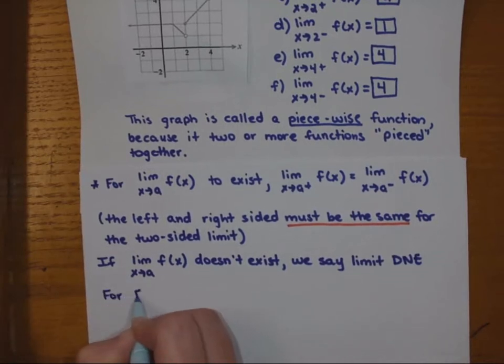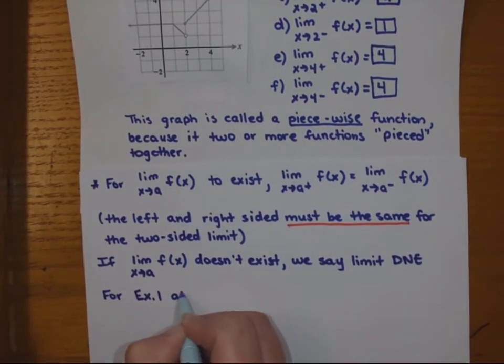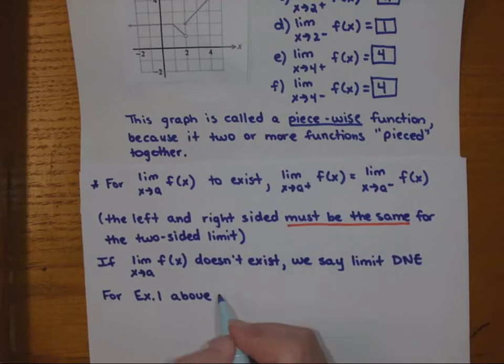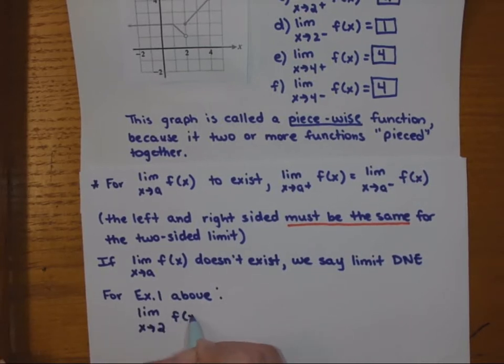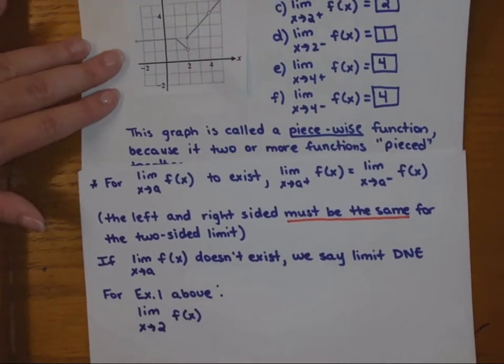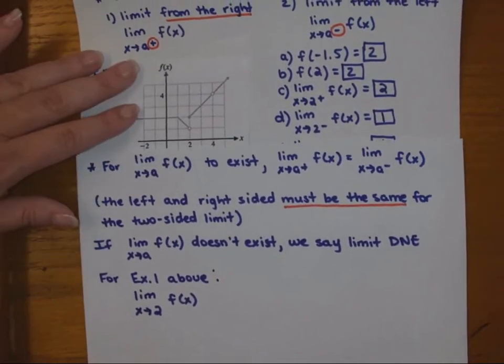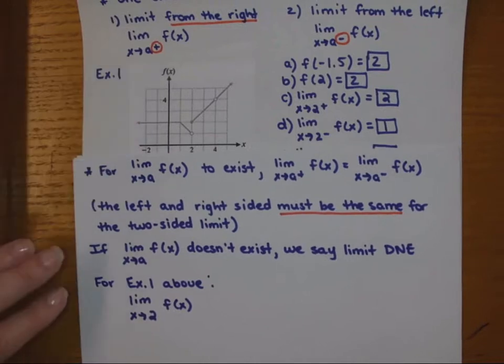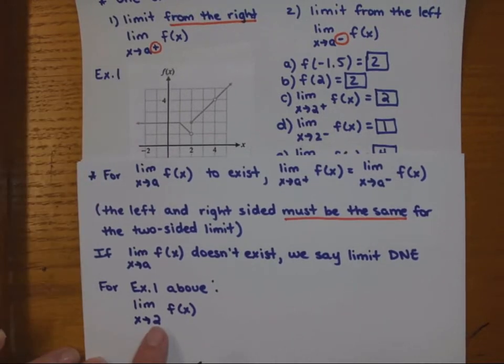So, for example 1 above, my whole answer isn't really on screen, but you can look back up at your notes. Hopefully you're taking these notes with me as we go. But for example 1 above, if I asked you to find the limit as x approaches 2 of f of x, now notice this time I did not indicate a direction. So I'm going to slide this paper up so that I can see the parts that I want, so it's all on one screen. So when I don't indicate a direction, I'm asking you for a two-sided limit.